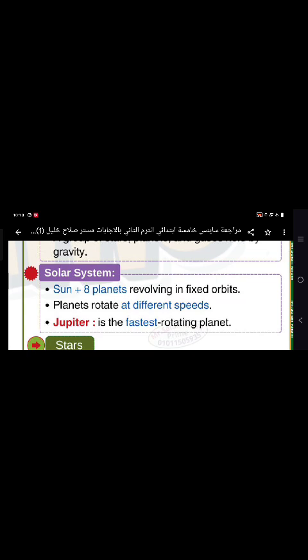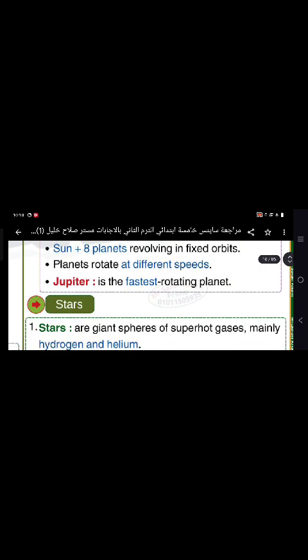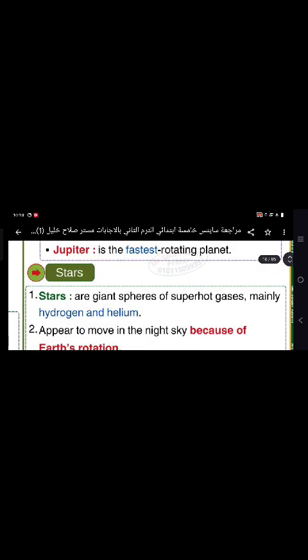Planets revolve around the sun at different speeds. The fastest planet is Jupiter. Jupiter is the fastest planet that revolves around the sun.